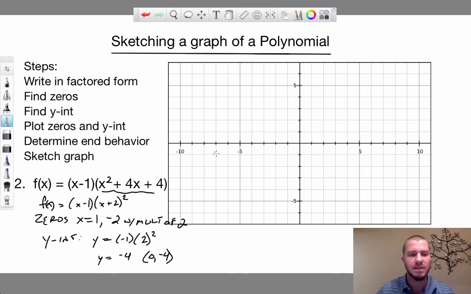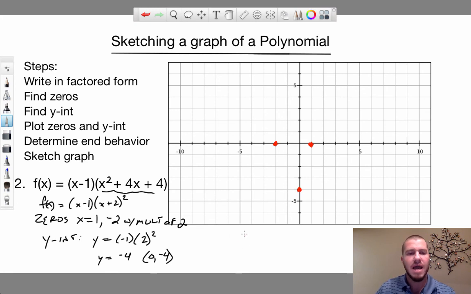So I'm going to plot my zeros. +1. Let me change colors. +1. -2. Remember, I need the multiplicity of 2 right there. And my y-intercept is going to be at -4.